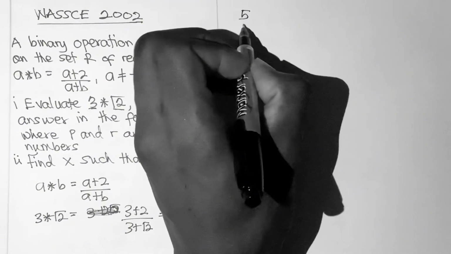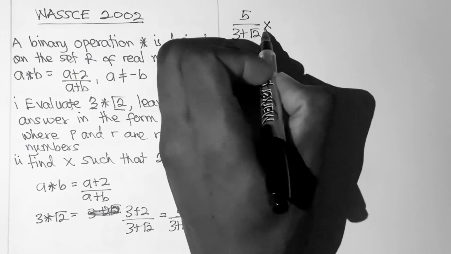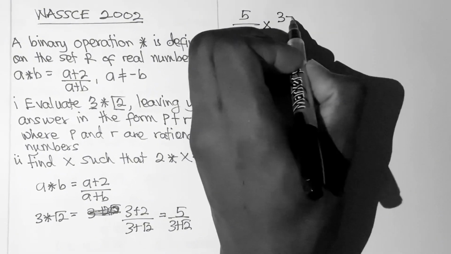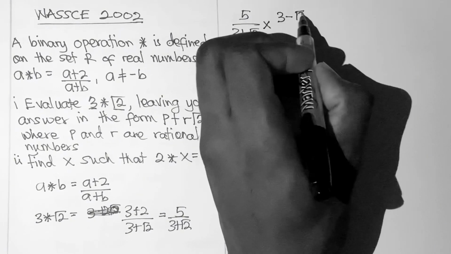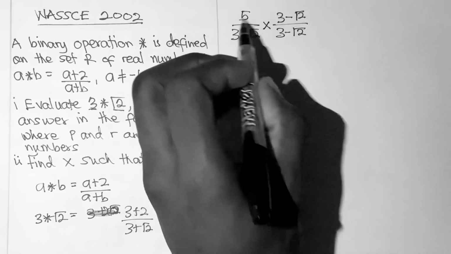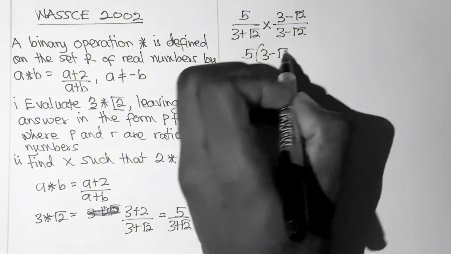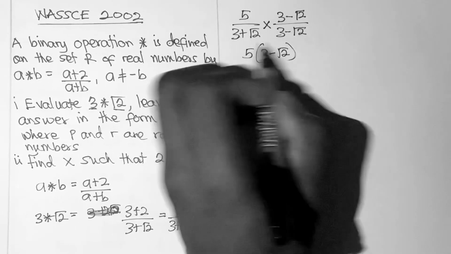So it is 5 divided by 3 plus root 2. So we can simplify this by rationalizing. Multiply both numerator and denominator by 3 minus root 2 divided by 3 minus root 2. So it becomes 5 times 3 minus root 2. Then you can see that here is difference of 2 squares.